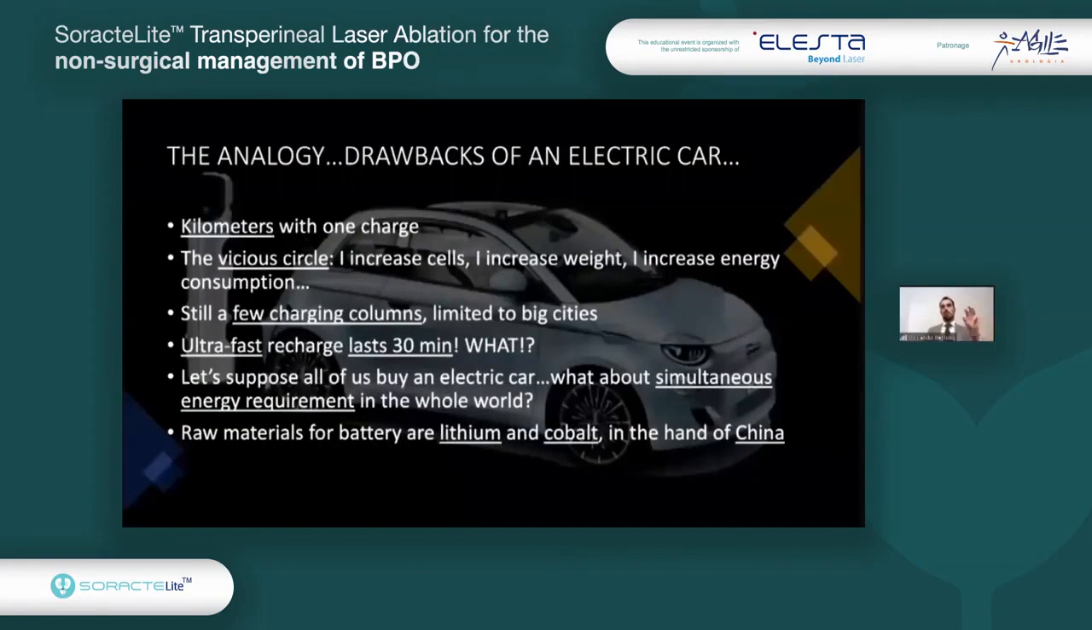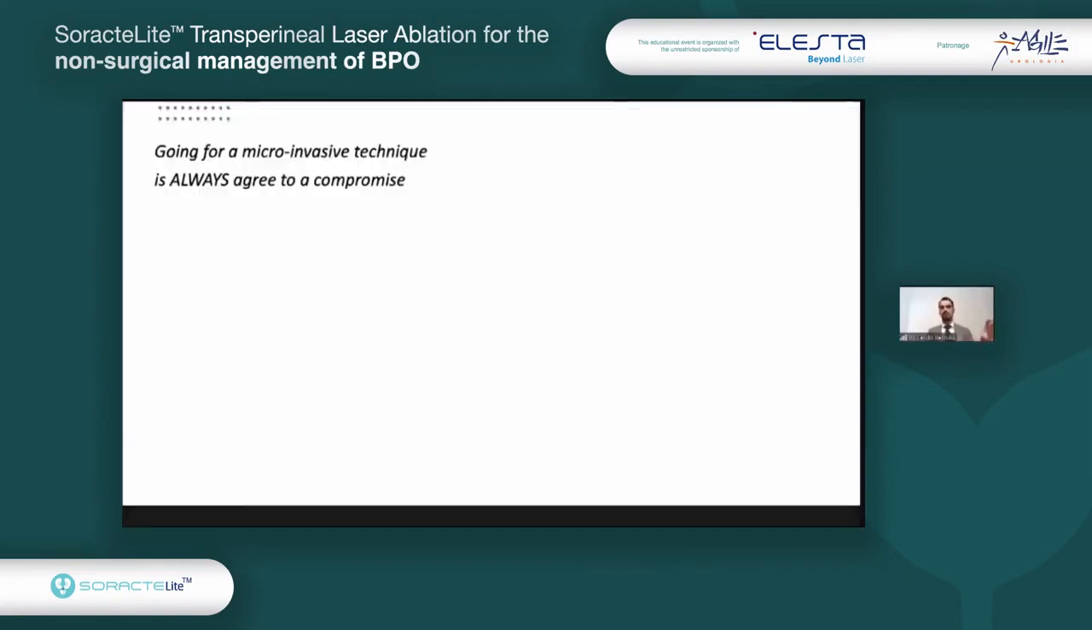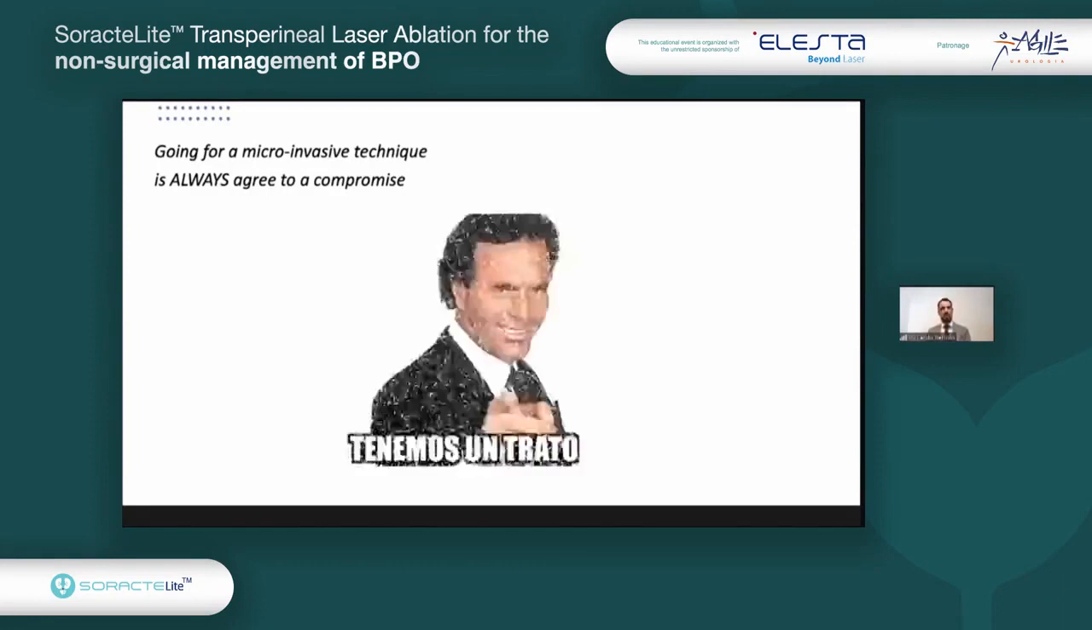The drawbacks of the electric car are very similar to the drawbacks of microinvasive techniques. If you buy an electric car nowadays, it has nice, fascinating, promising pros, but there are a bunch of drawbacks that you can read. So going for a microinvasive technique today is always a compromise, accepting the possibility of not being completely, fully deobstructed, but maybe having the guaranteed sparing of the ejaculation.